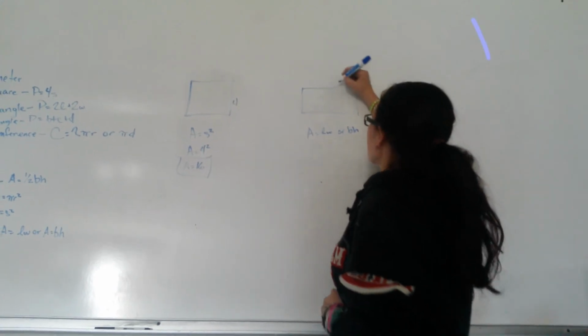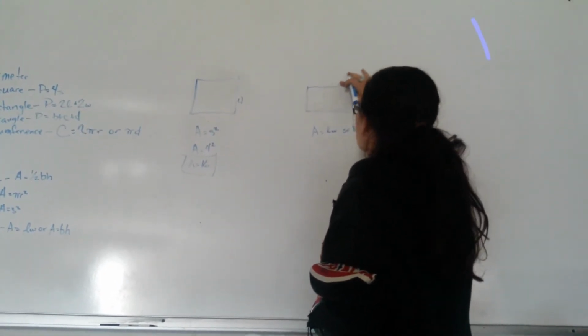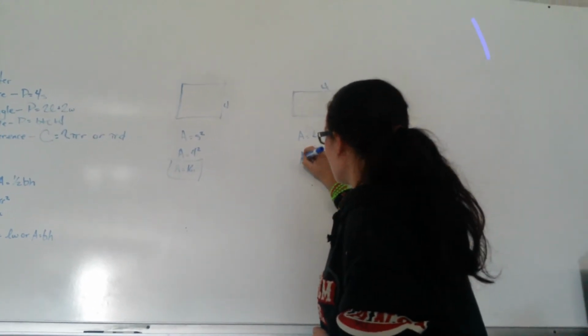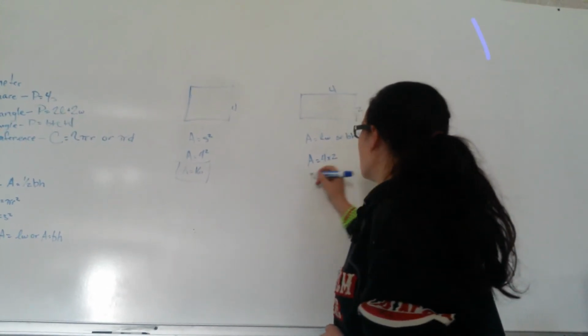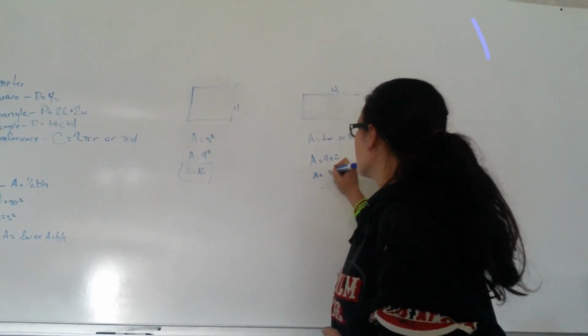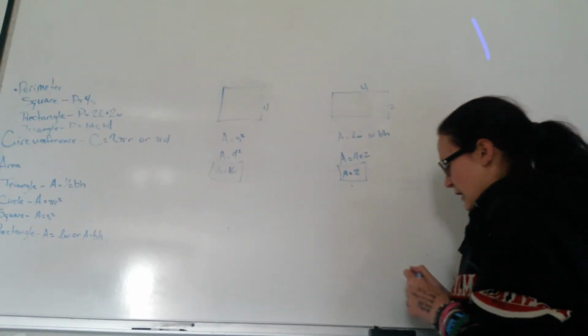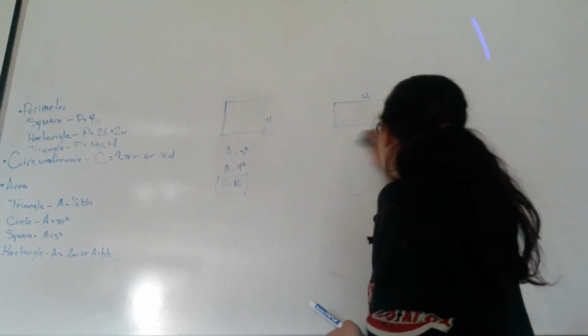So, the length I'm going to go with 2, and this, no, that would be stupid, so 4, and 2, and so A is going to equal 4 times 2, so A equals 8, and that is your area of a rectangle. Yeah, yay, there.